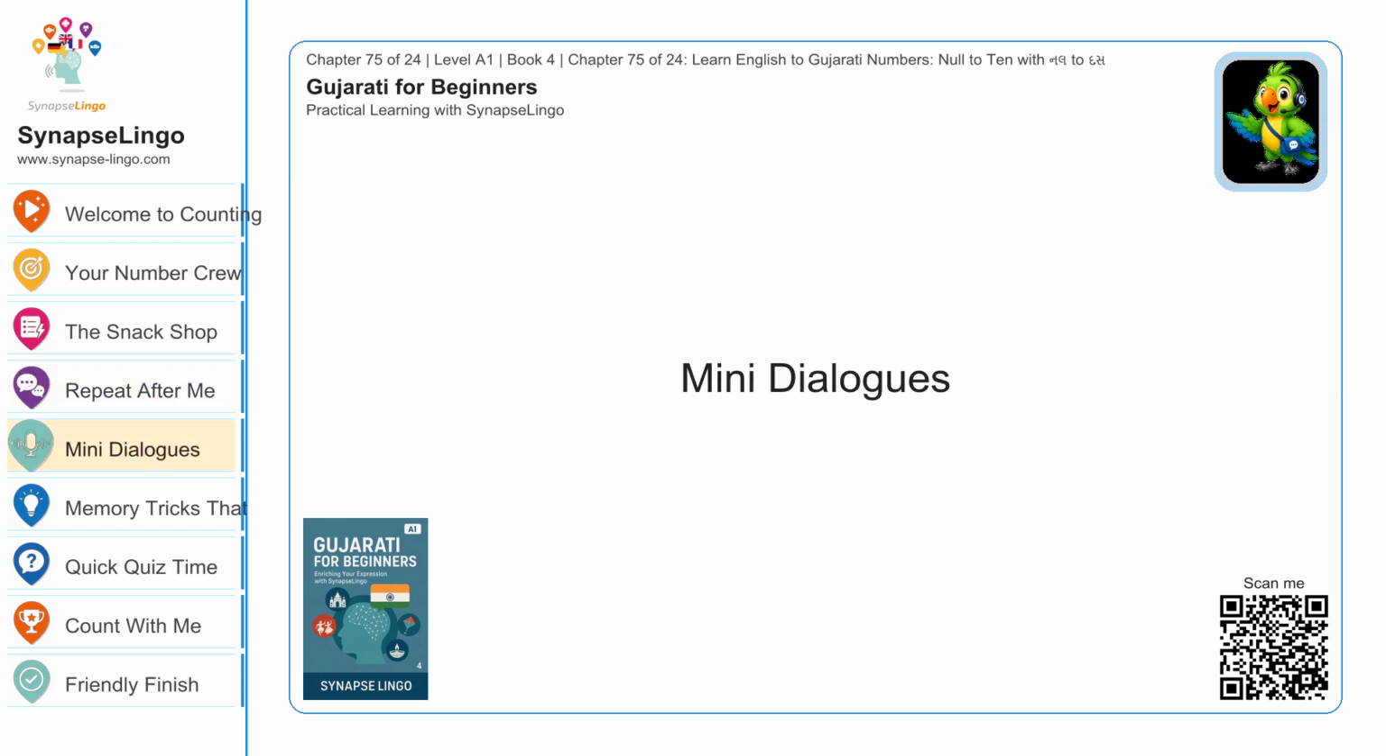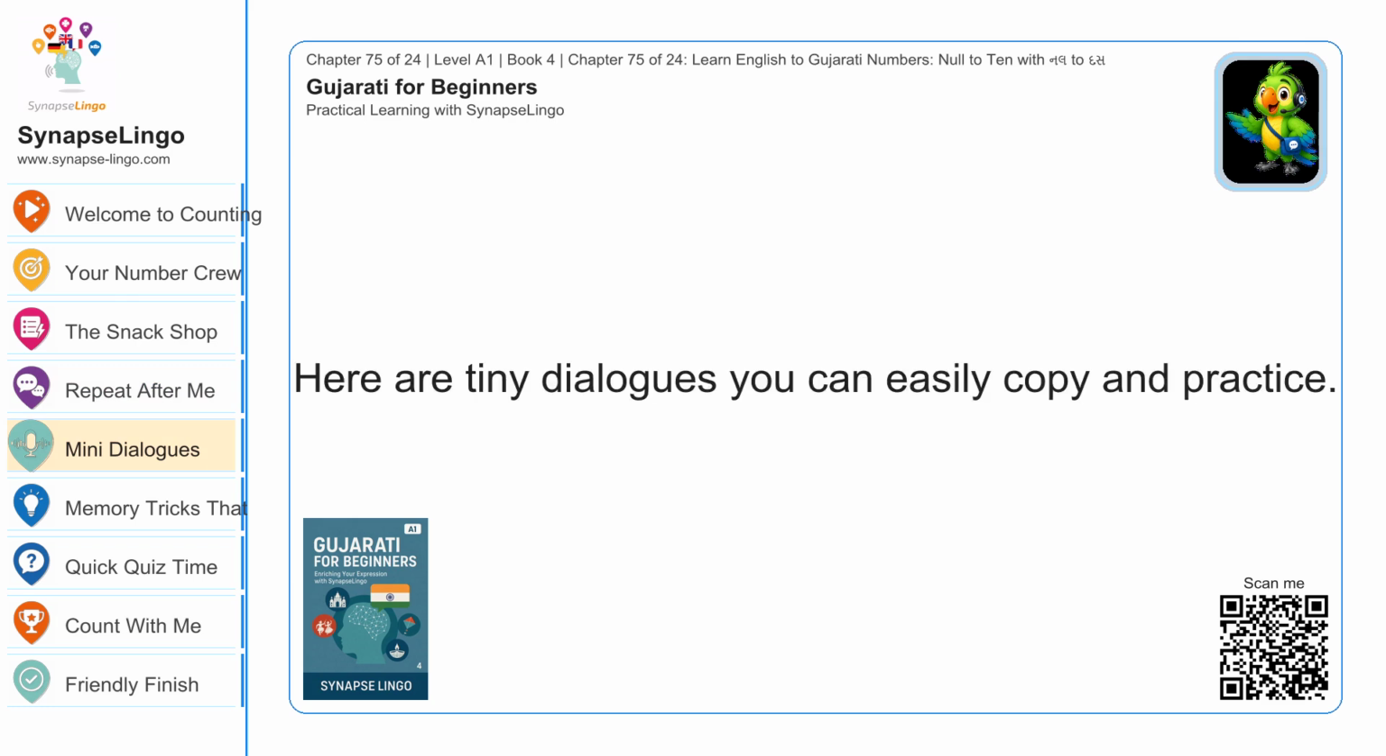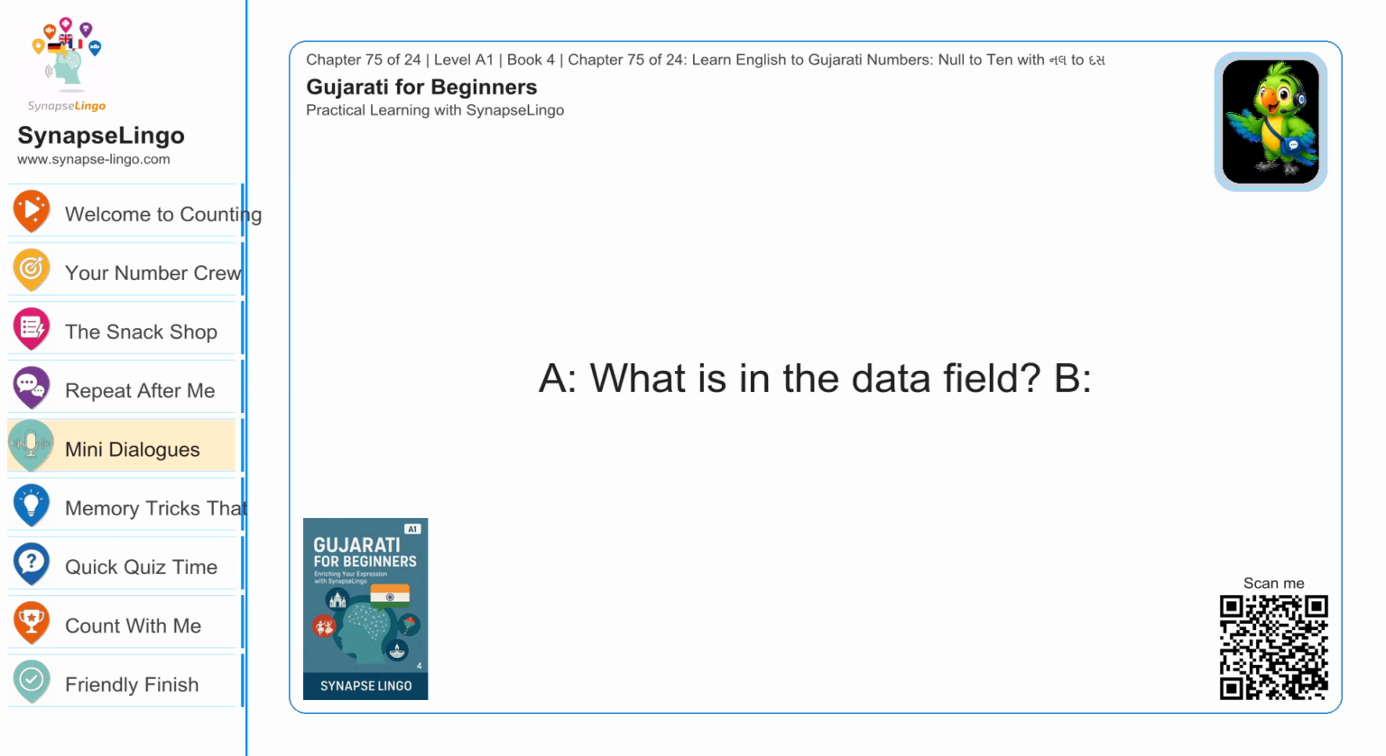Mini dialogues. Let's make the numbers feel alive. Here are tiny dialogues you can easily copy and practice. A: What is in the data field? B: 0. A: How many books? B: 1. A: How many cups? B: 2. A: How many apples? B: 3.